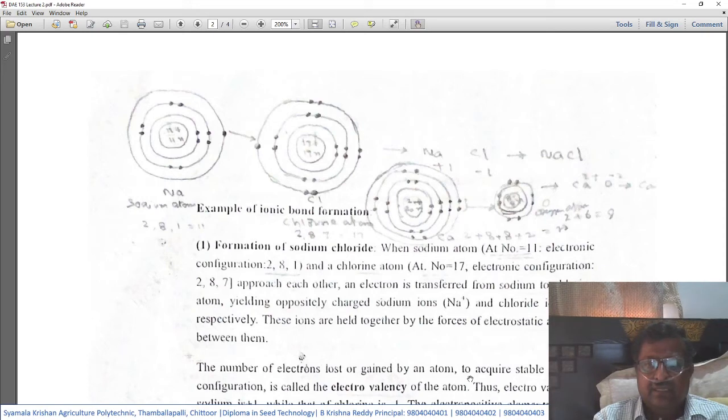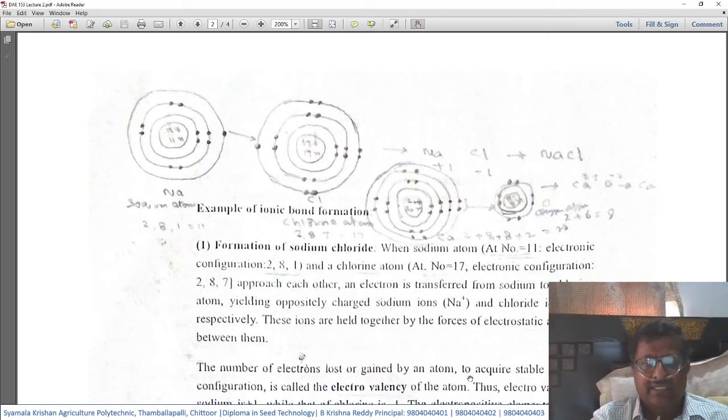from the sodium to the chlorine atom. Here, this electron, which is also known as the valence electron of sodium, gets transferred into the valency orbit of the chlorine, right? Then, as a result of it, the sodium becomes sodium ion.